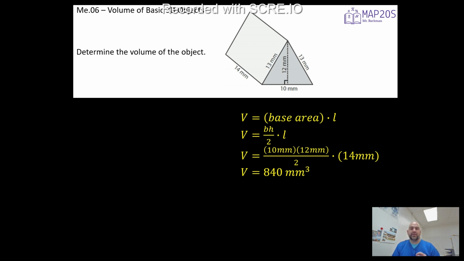Now, be careful. Make sure that your answer is in cubic millimeters. It's not in millimeters. That's just a length. It's not in square millimeters. That's a surface area. No, this is a volume. It is in cubic millimeters. It represents all the little tiny cubes that are 1 millimeter by 1 millimeter that make up this prism.